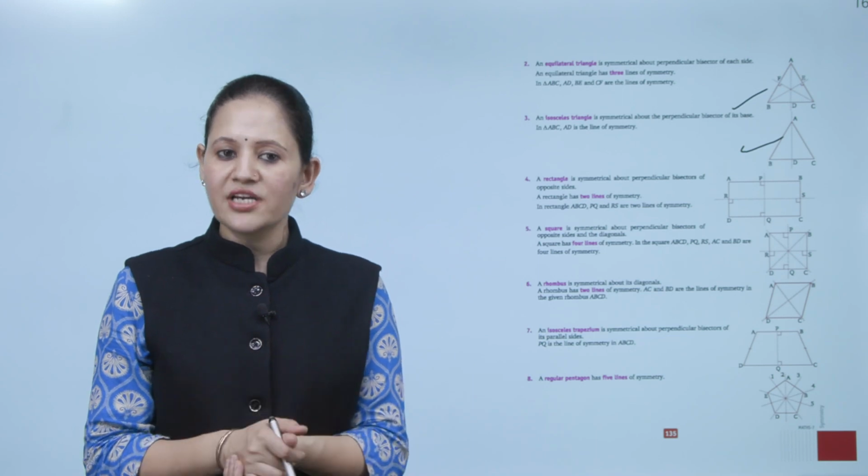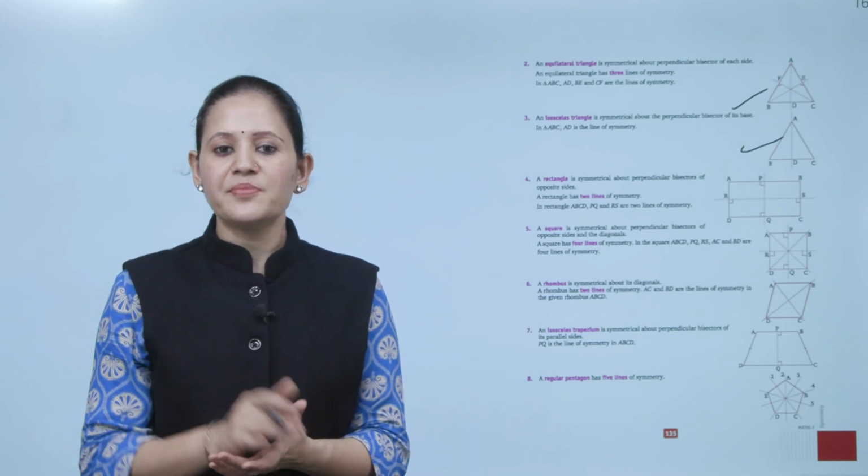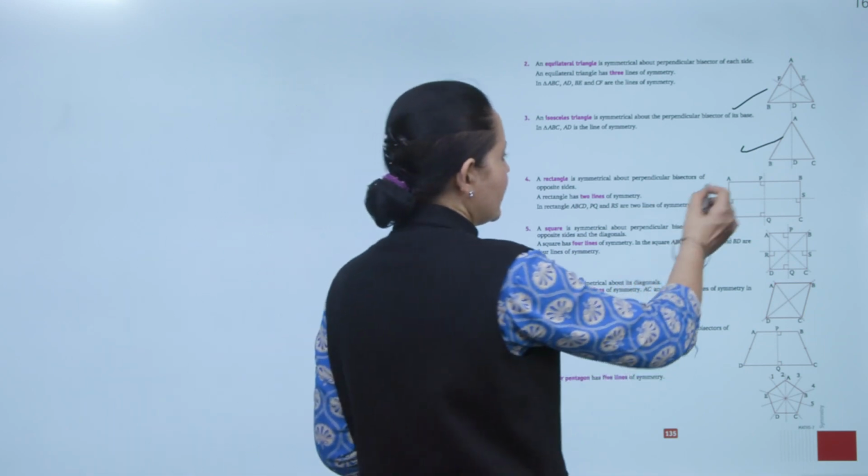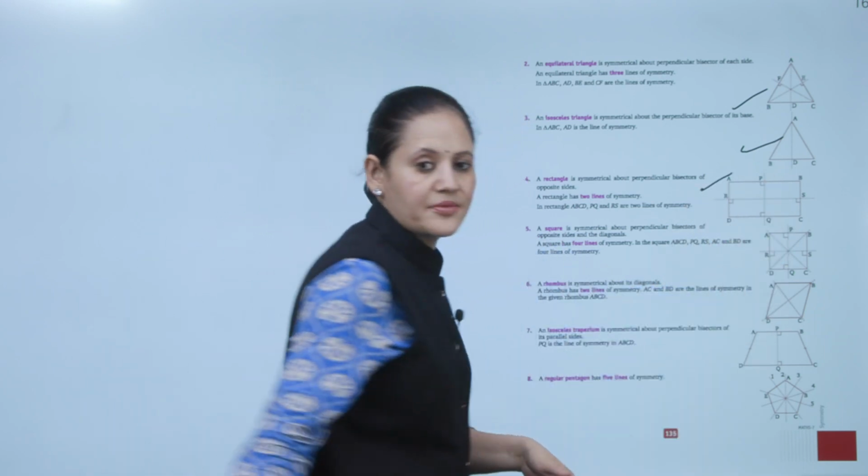The rectangle has two lines of symmetry. In rectangle ABCD, PQ and RS are the two lines of symmetry. Rectangle opposite sides are equal, so it has two lines of symmetry.